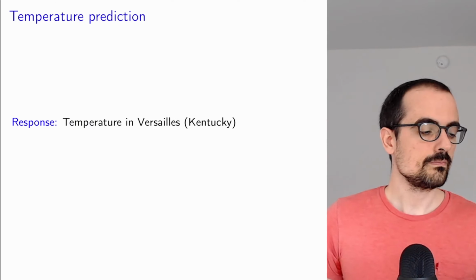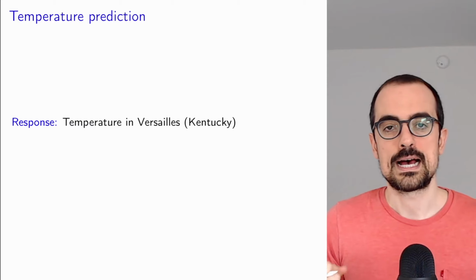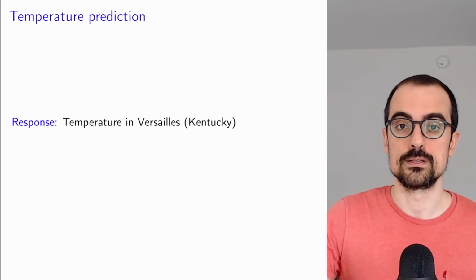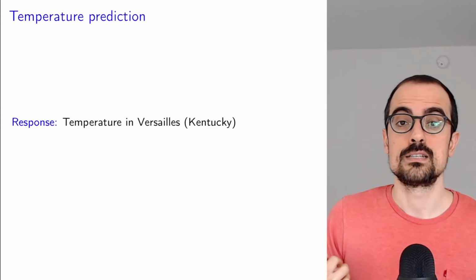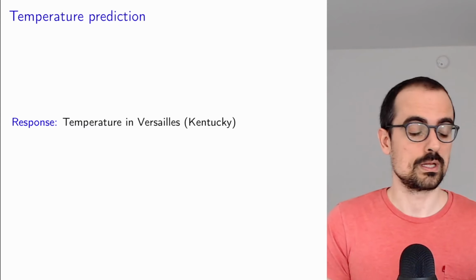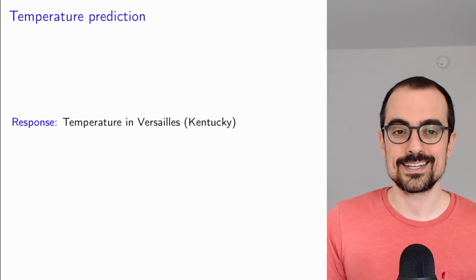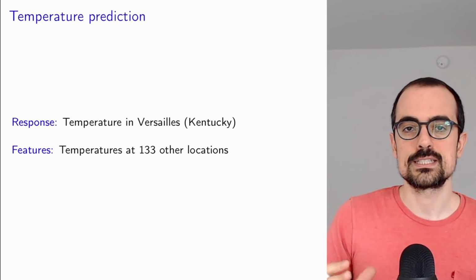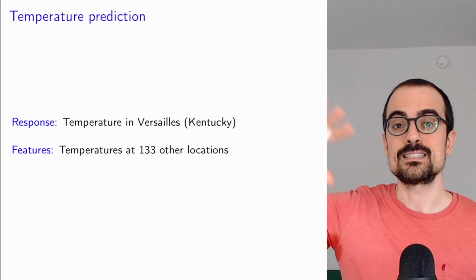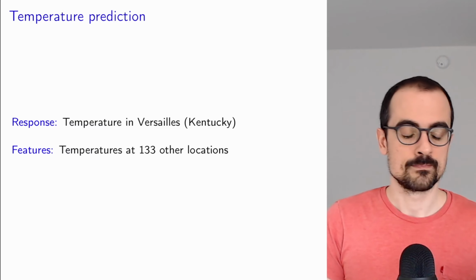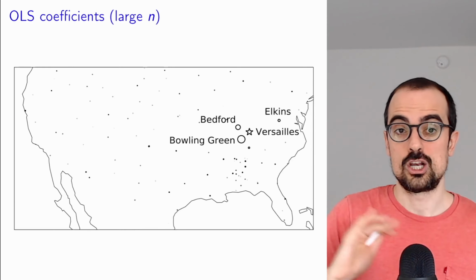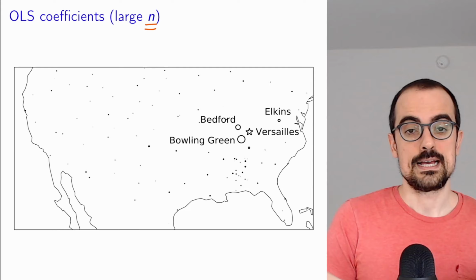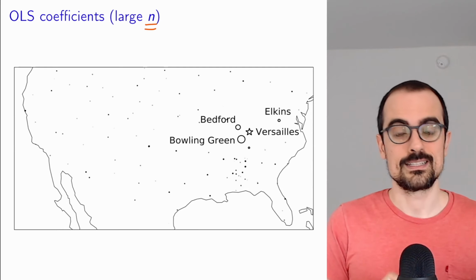Great. So now let's take a look at how this OLS estimator performs for some real data. As I said at the beginning, we're going to be interested in a problem where we want to estimate the temperature in Versailles, Kentucky. That's our response, from 133 features that correspond to temperatures at other locations in the United States. If we fit the model with a lot of data, so here the number of training data is very large, these are the linear coefficients that we observe.